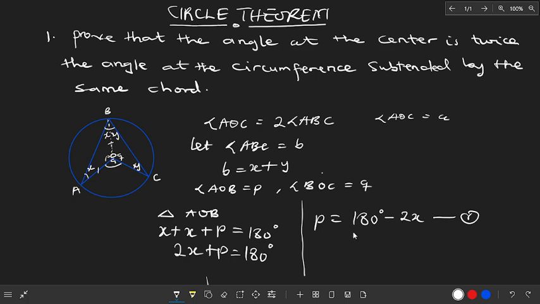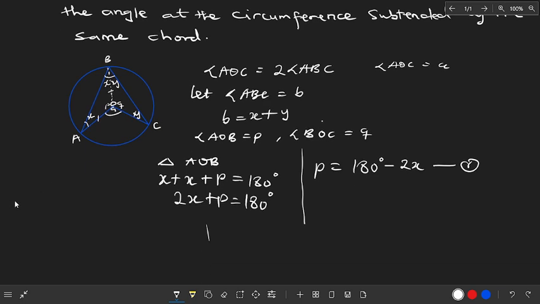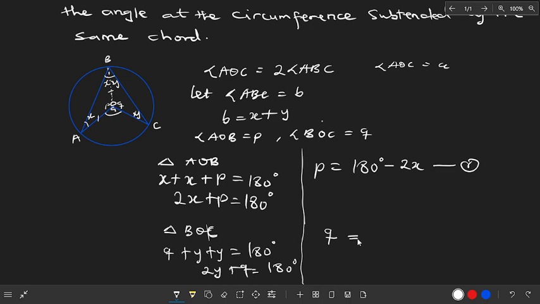Now let's consider triangle BOC. We have Q plus Y plus Y equal to 180 degrees. Then we have 2Y plus Q equal to 180 degrees. And this gives us Q being equal to 180 degrees minus 2Y. Let's name this our equation 2.